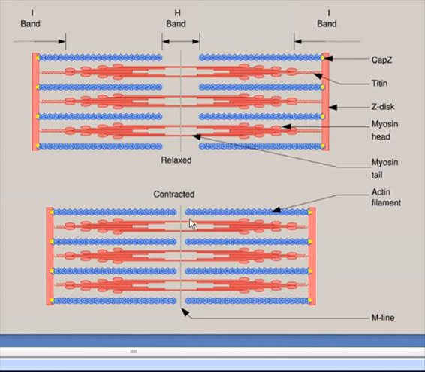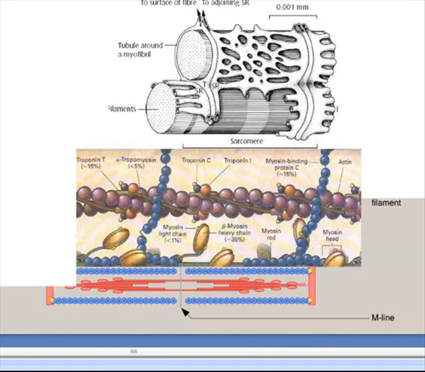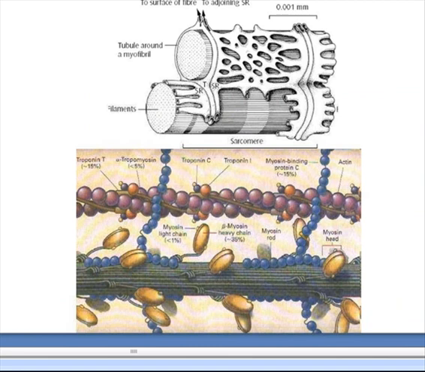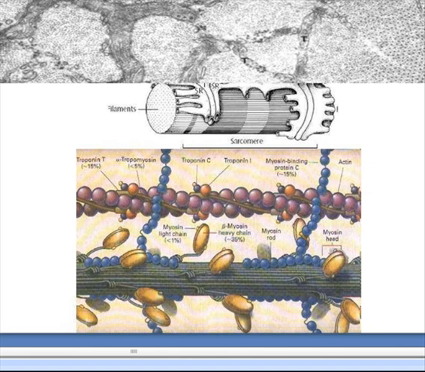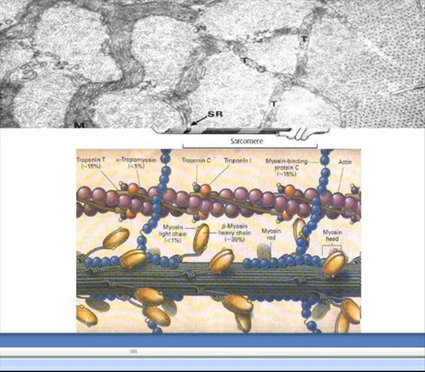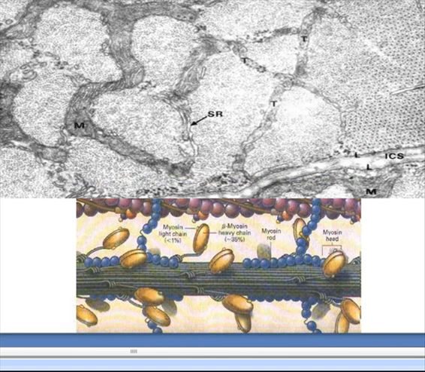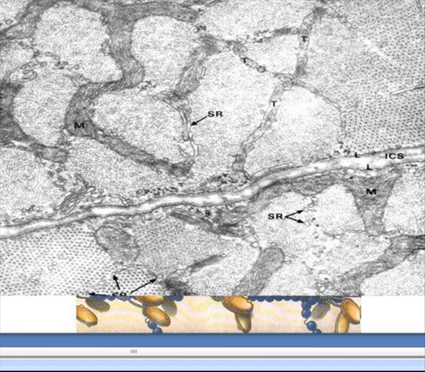Here's another electron microscope image of a muscle, and this one is cut longitudinally. These real thick dots here are the myosin, and the very tiny ones that you can barely see are the actin. You can see these little vesicles here. If this was a cell, you would call a series of vesicles an endoplasmic reticulum.